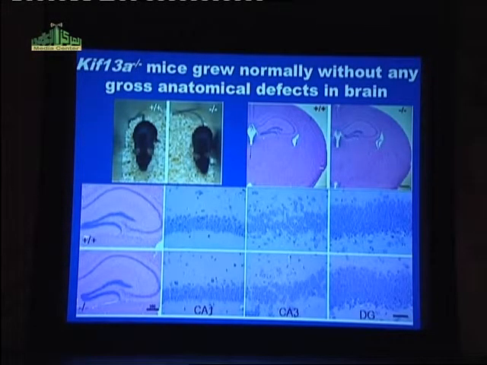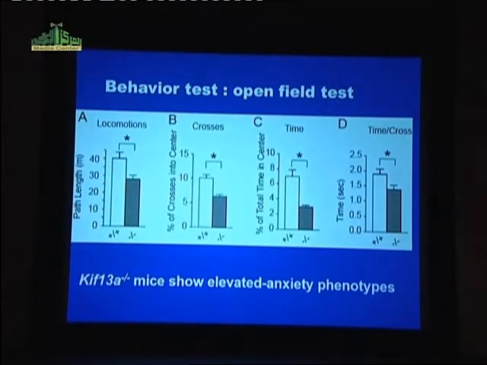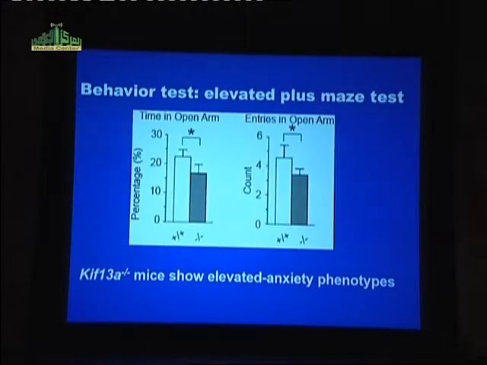The knockout mice look normal at a glance, but we studied the behavior, locomotion, the crossing. This behavior test showed the KIF13A knockout shows elevated anxiety phenotypes. So activity is very low. This is shown clearly by the behavior test, the elevated plus maze test. I'll show you the video.